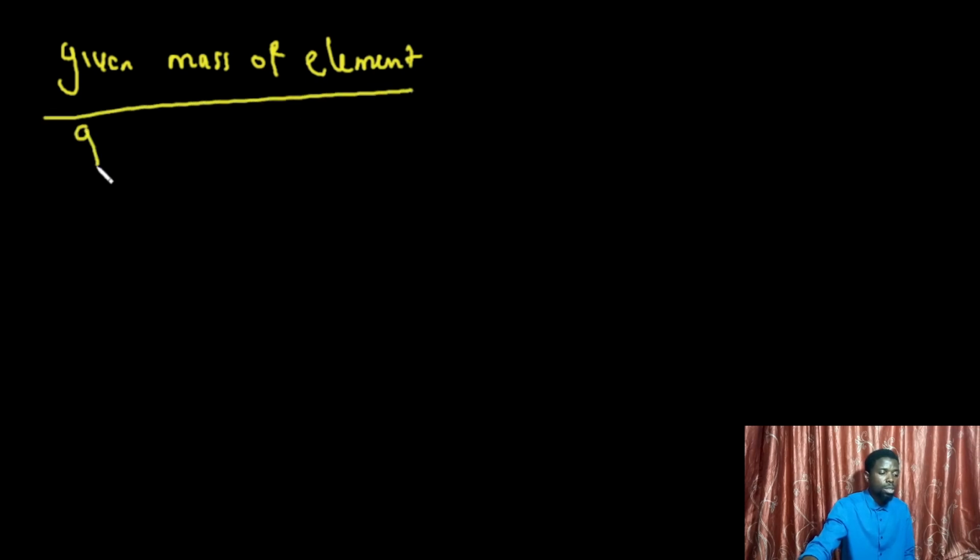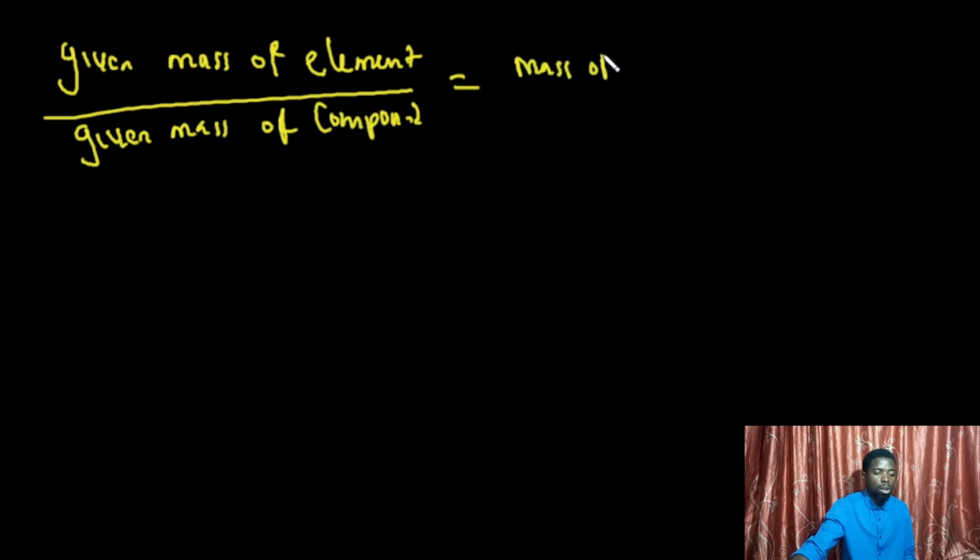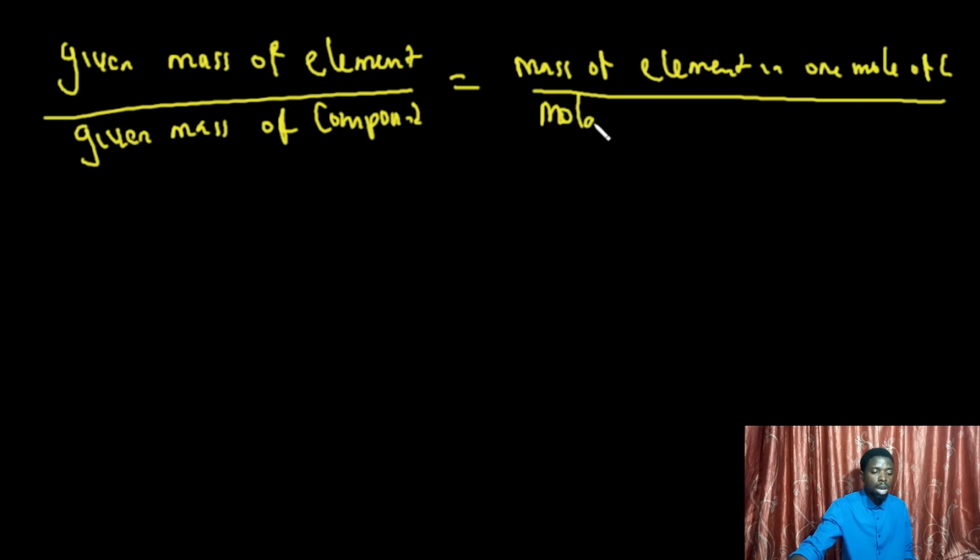Now remember the relation I said: given mass of element all over given mass of compound equals the mass of element in 1 mole of compound divided by molar mass of compound. So this is quite important.